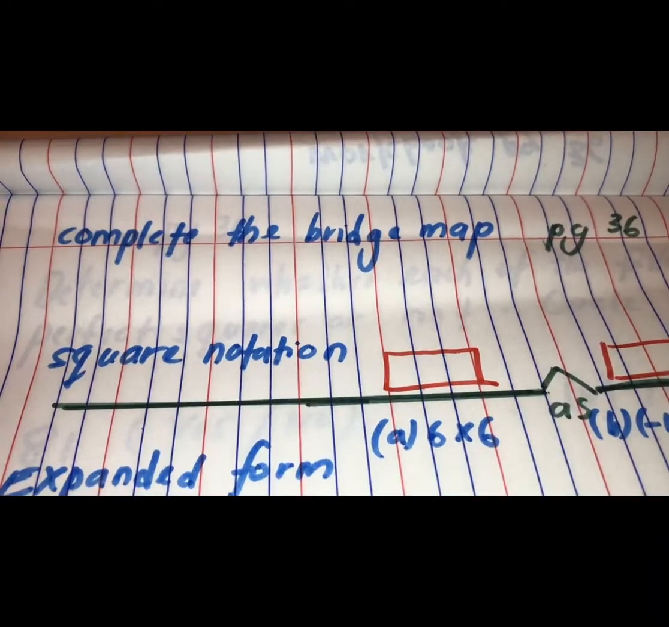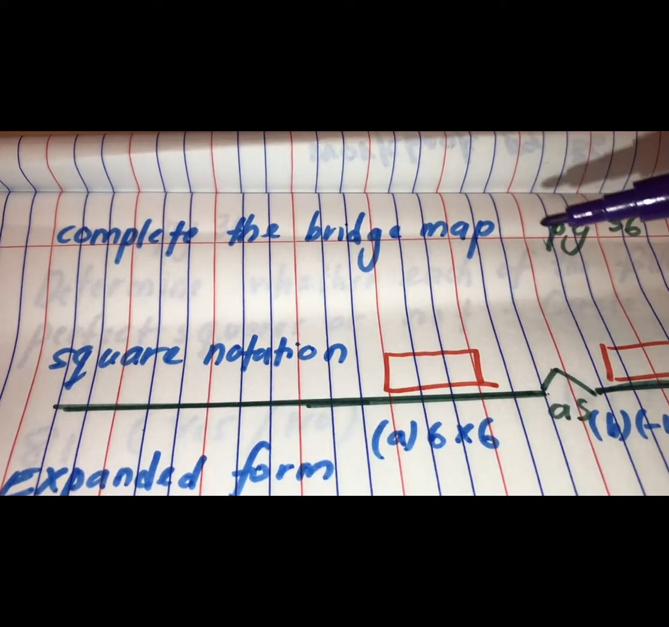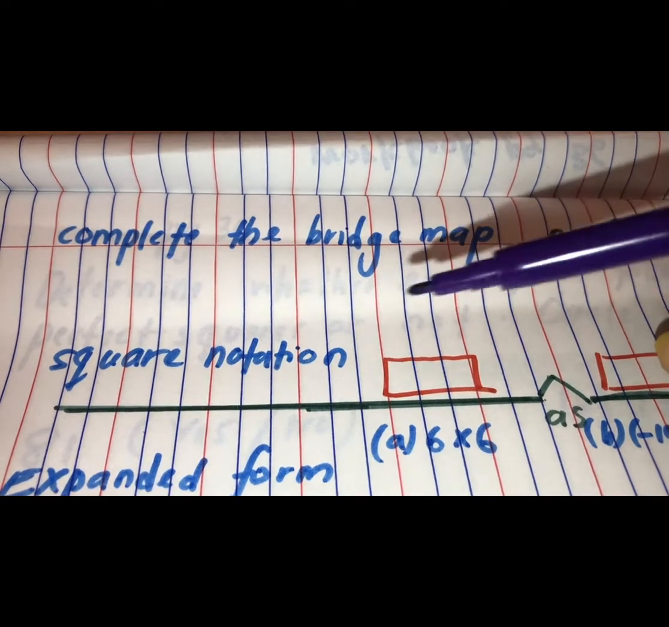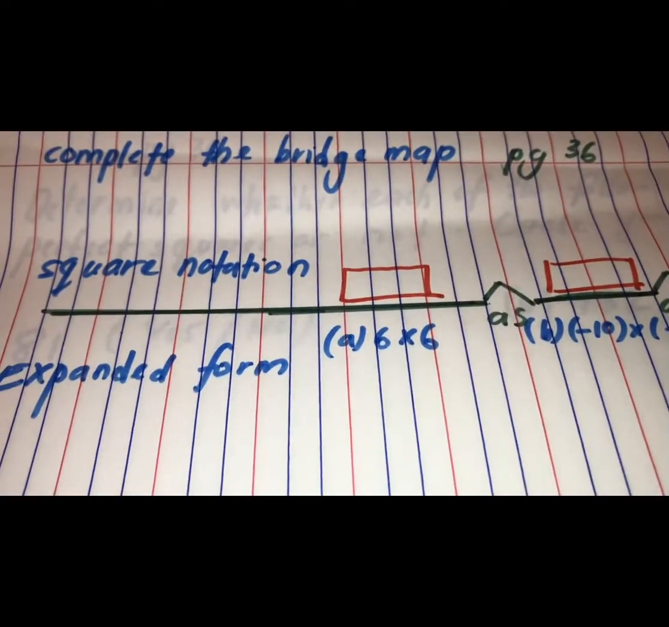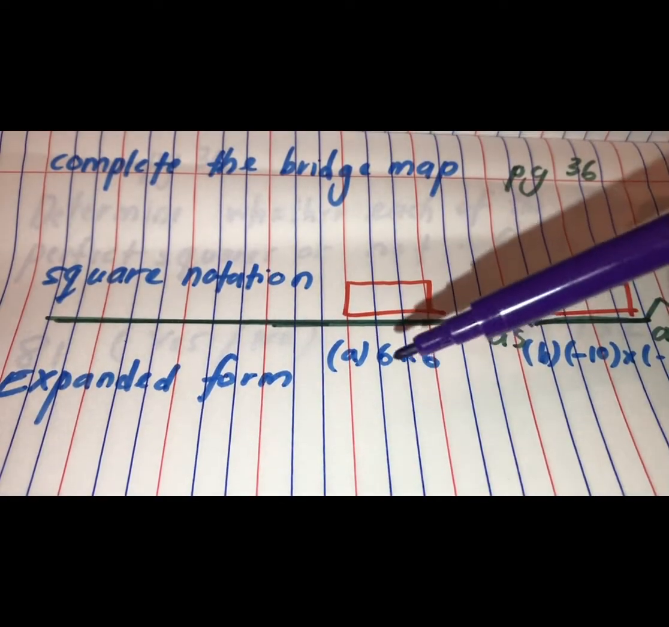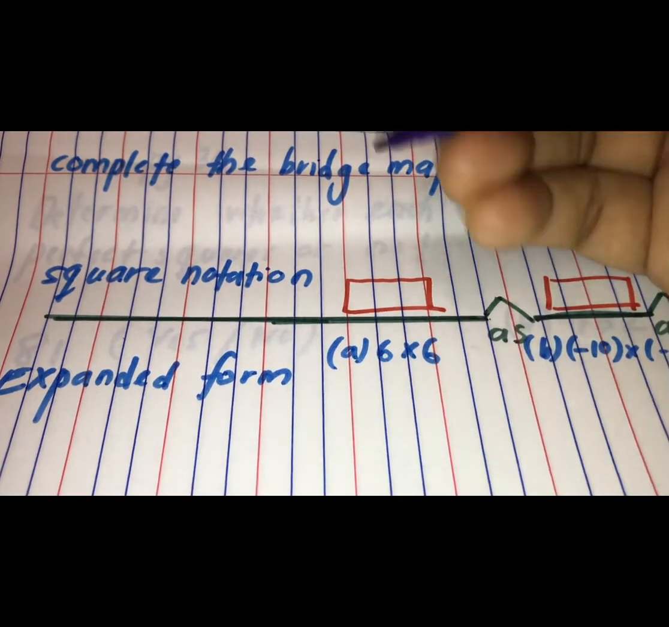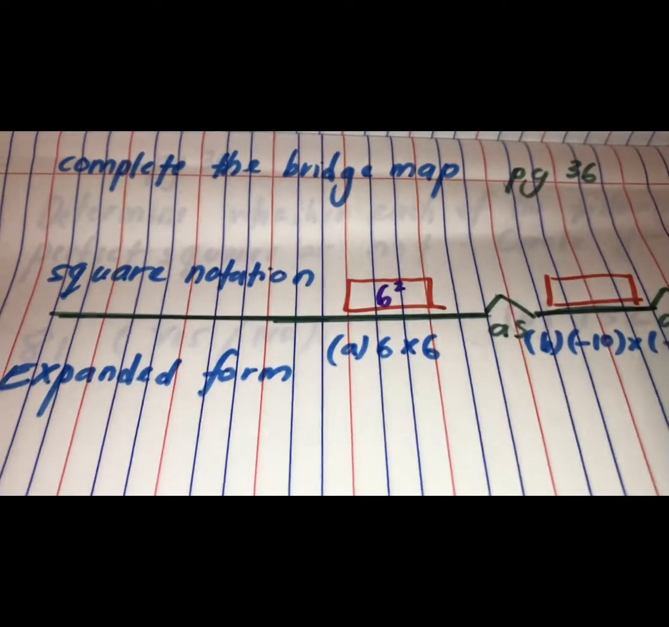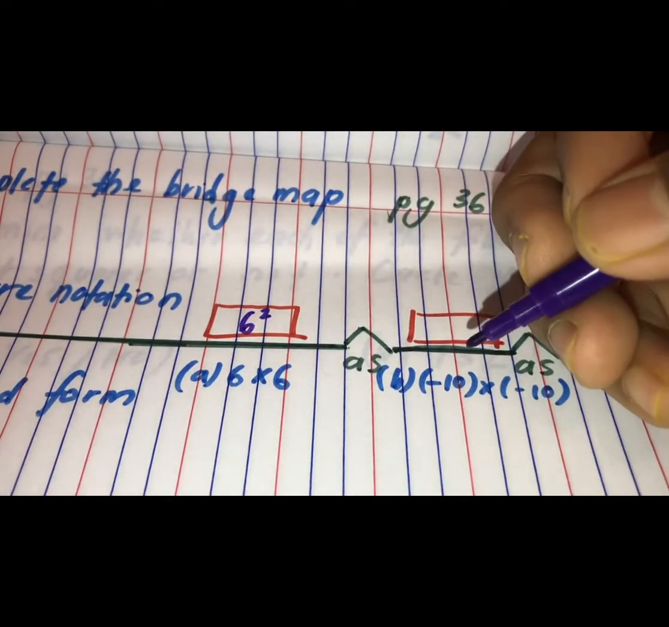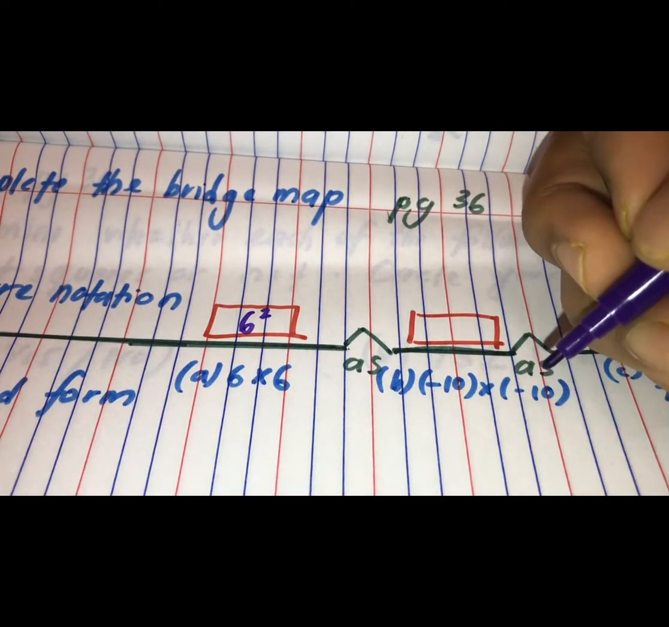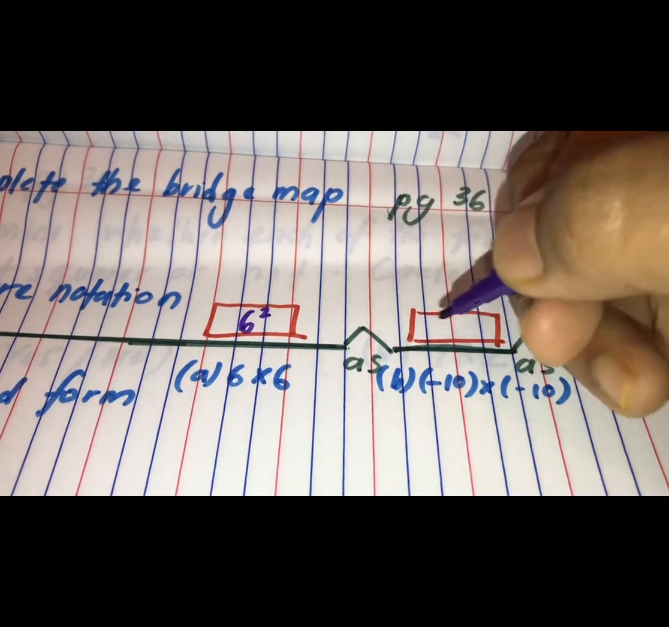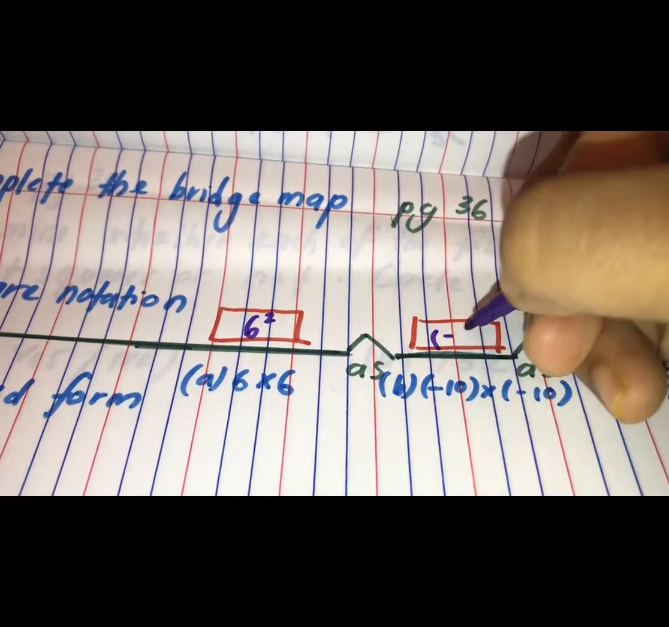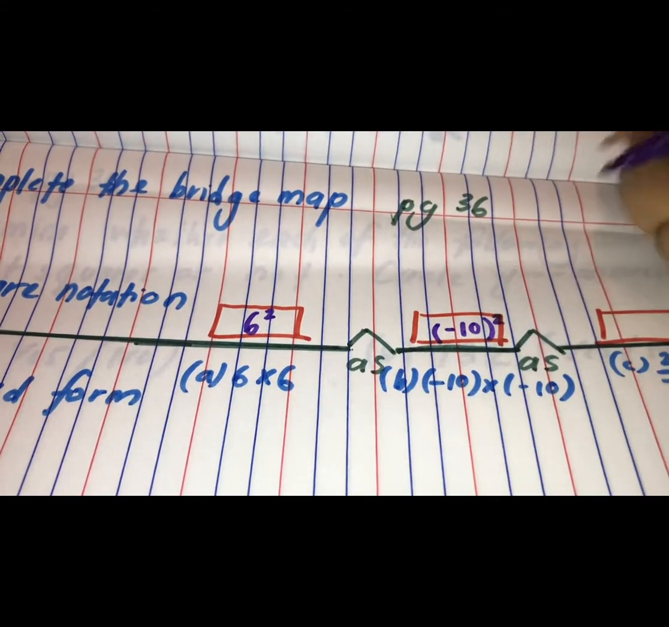Now page 36 in the workbook, complete the bridge map. The square notation and expanded form. Expanded form, 6 times 6. If square notation, you just write 6 squared. 6 times 6. And if negative 10 times negative 10, in square notation, negative 10 squared.